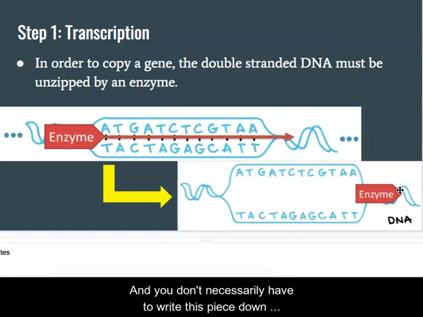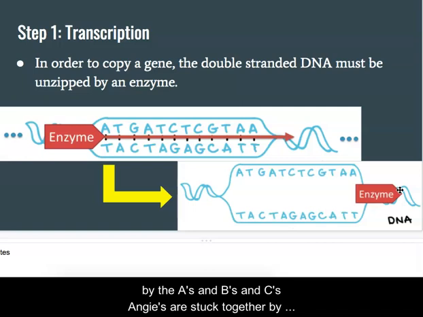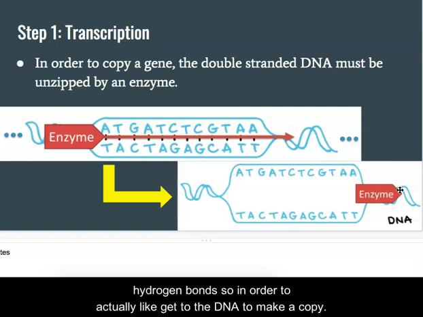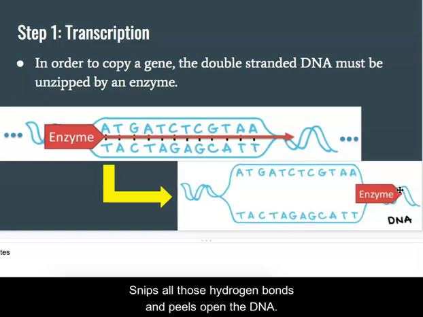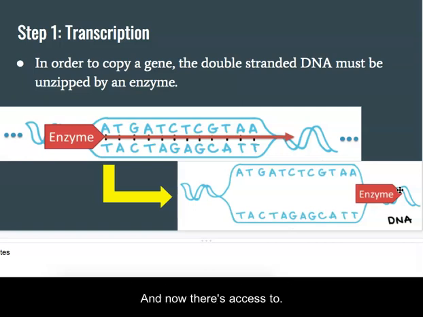And you don't necessarily have to write this piece down. We're going to end up drawing a picture of it. So just follow along with the notes, and I'll tell you when to write something down. But if we remember, DNA is a twisted helix that's glued together by hydrogen bonds. The A's and T's and C's and G's are stuck together by hydrogen bonds. So in order to get to the DNA to make a copy, we have to unzip it. There's an enzyme that comes along and snips all those hydrogen bonds and peels open the DNA. And now there's access to it.